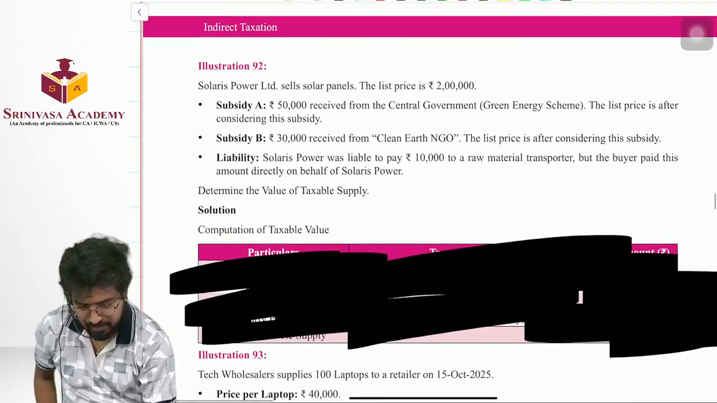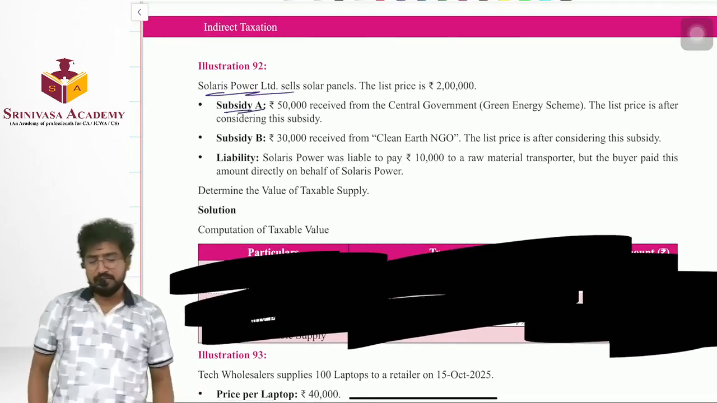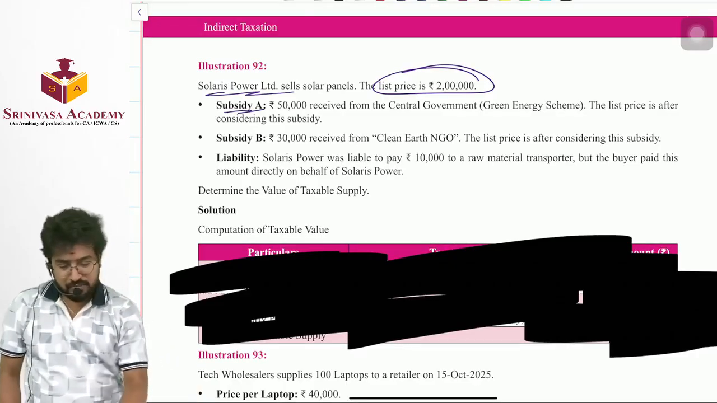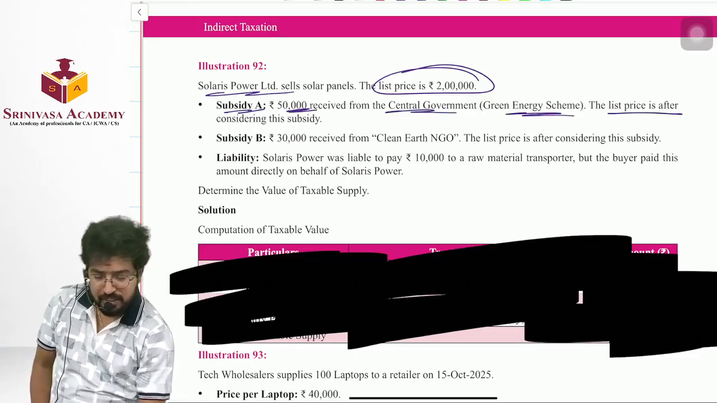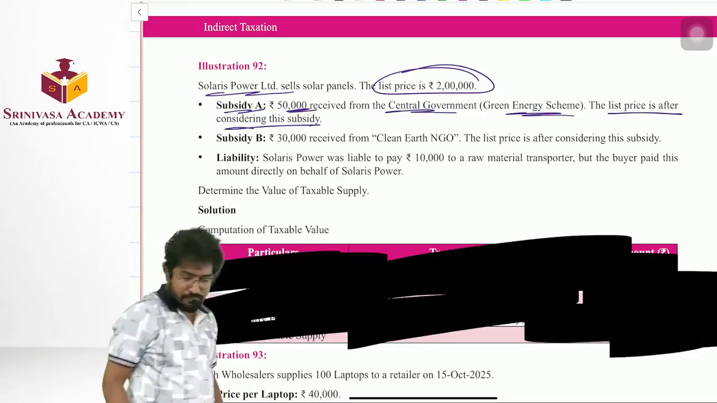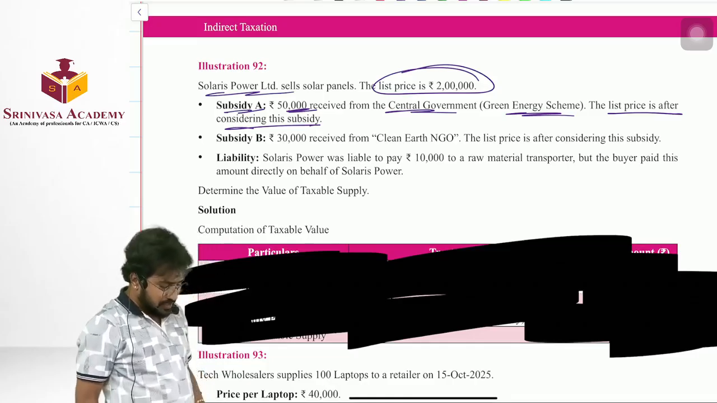Just look, ma, this is a simple one, ma. Look at this treatment, subsidies treatment, ma. Solaris Power Limited selling solar panels. List price is 2 lakhs. Subsidy they have received 50,000 from central government, Green Energy Scheme. The list price is after considering the subsidy. Subsidy from government, what will you do? Straight away ignore only, correct?